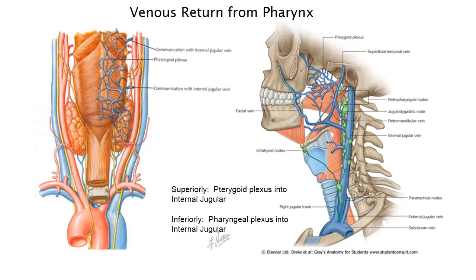Blood from the pharynx drains primarily into two plexi. Superiorly, the pterygoid plexus drains ultimately into the internal jugular, and the pharyngeal plexus drains ultimately into the internal jugular.